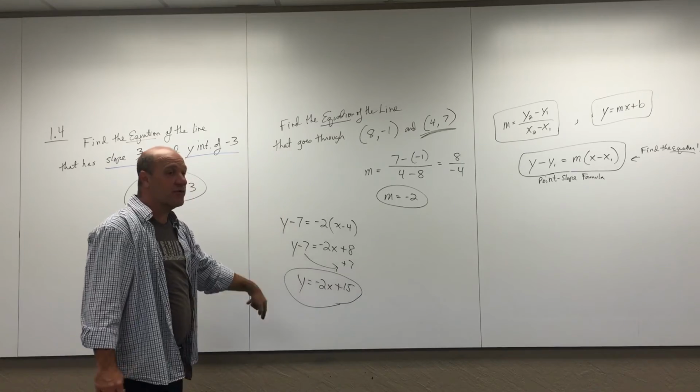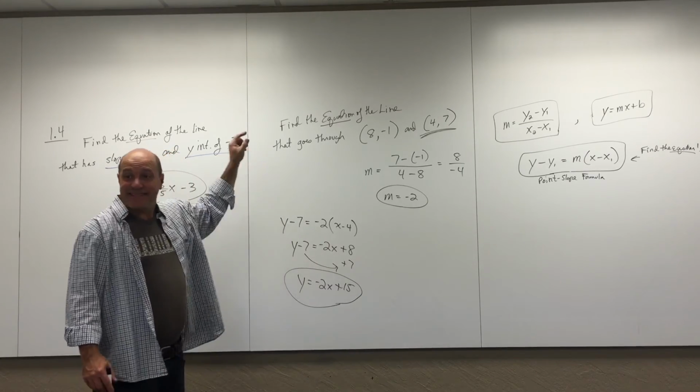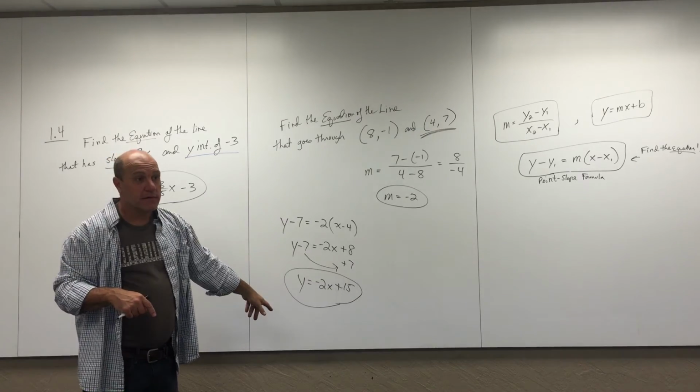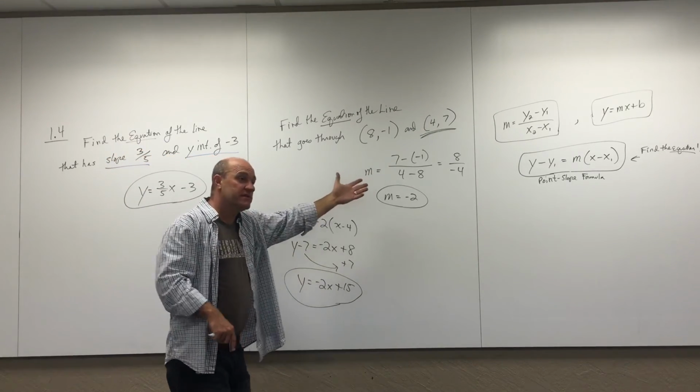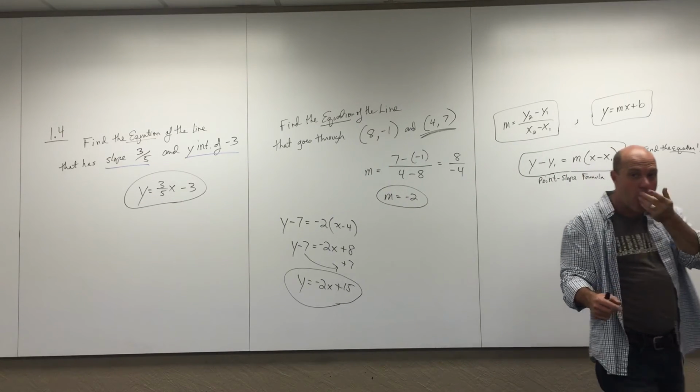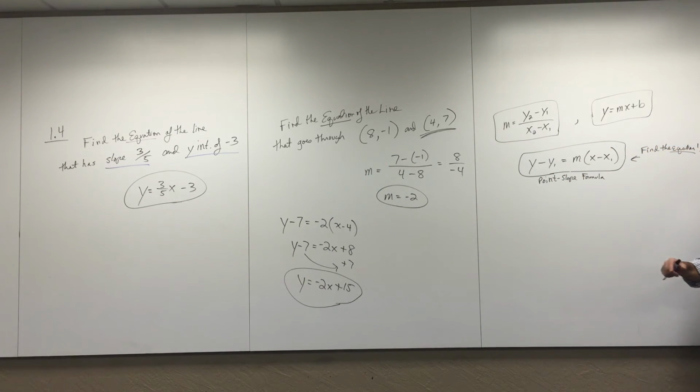That's pretty powerful, you guys. Someone gave you the data, and you found the equation. Step 1, find the slope. Step 2, use this point slope formula. You all right? Any questions?